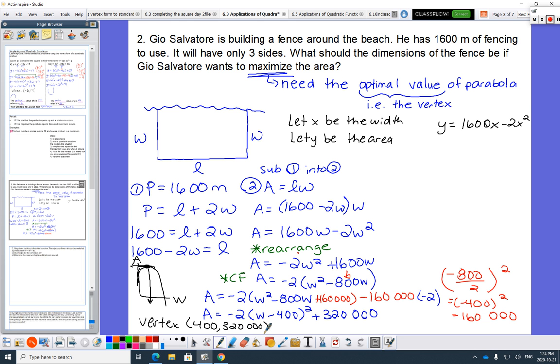But even that doesn't really answer this question. So you can think of this in your little thought bubble, but then you have to make sure your answer statement answers the question, okay? So I don't want to squish anymore. I'm going to write over here. So it asks us, what are the dimensions of the fence?